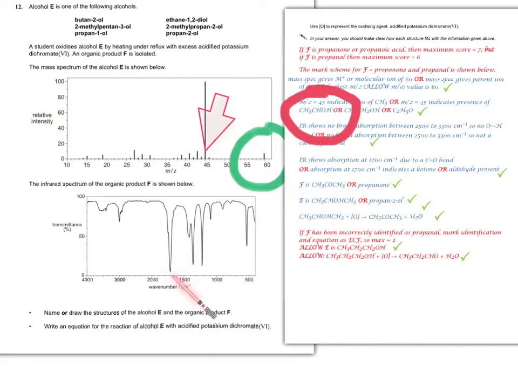Why? We have the peak around about 1700, which is a carbon double bond oxygen peak, and we have an absence of any OH peak, which means that the alcohol here could not have been oxidized to a carboxylic acid, and therefore this particular spectrum must be that of propanone, from propan-2-ol.